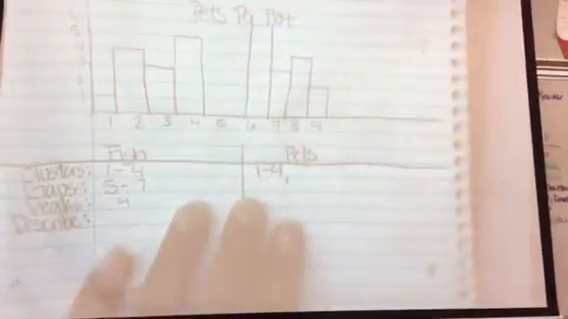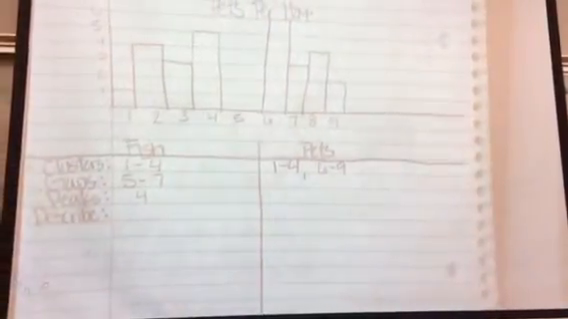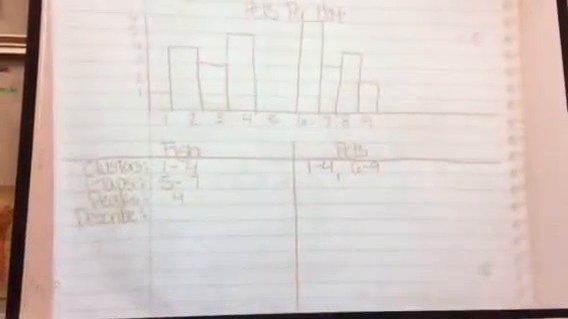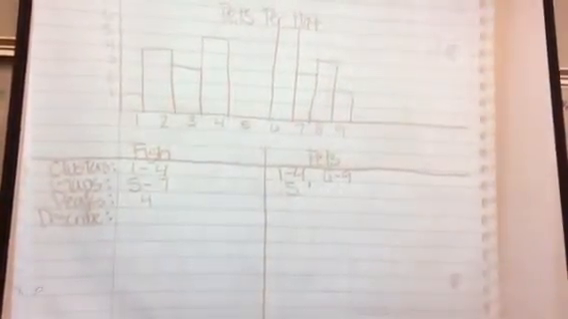And everyone tell me, where's my second cluster? 6 through 9. Good, 6 through 9, perfect. Okay, do I have any gaps in here? Yes. Tell me, where is my gap? Everyone tell me. 5. And it's just 5. And then, do I have a peak? Yes. Where's my peak? 6.